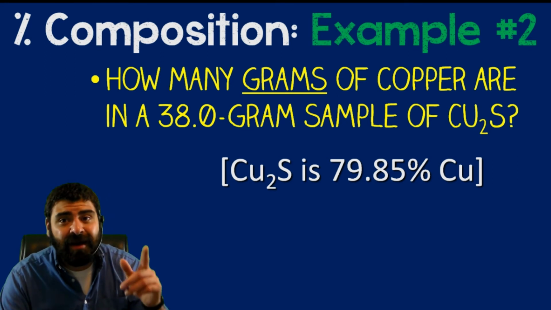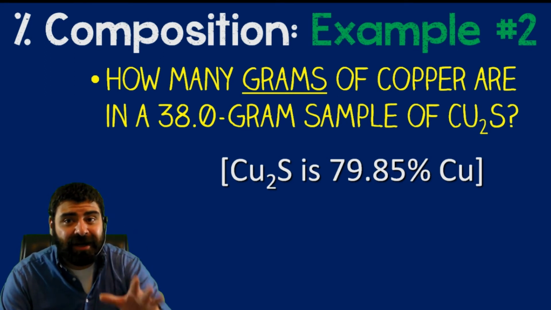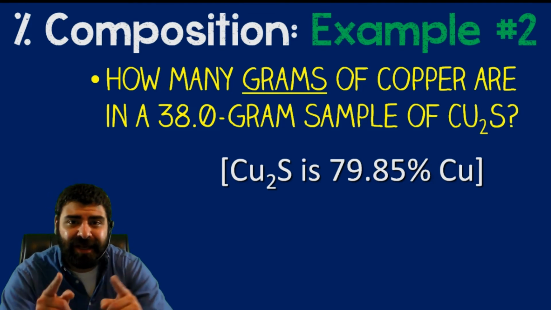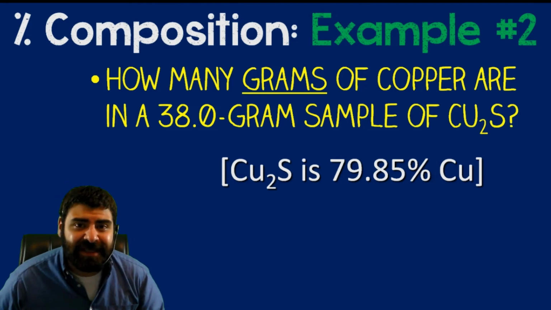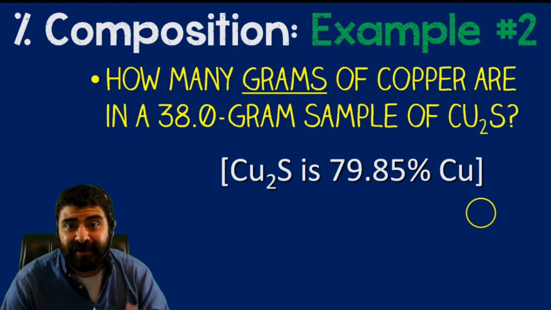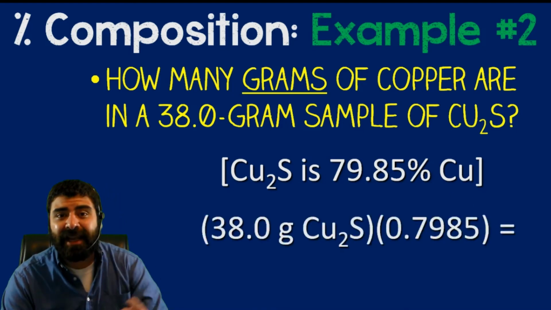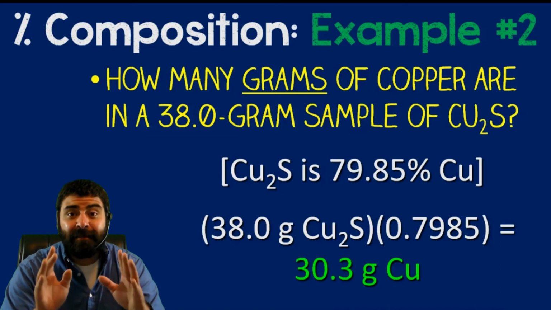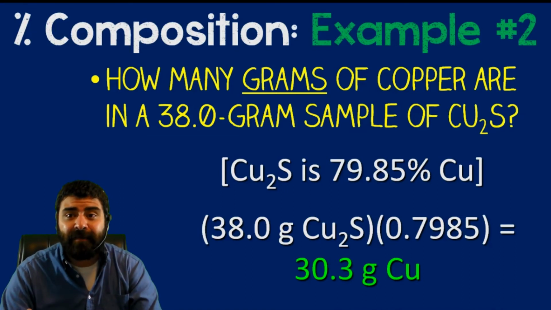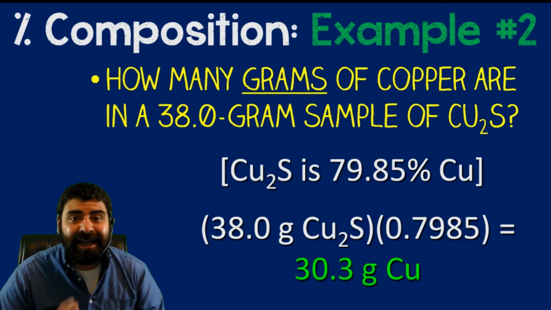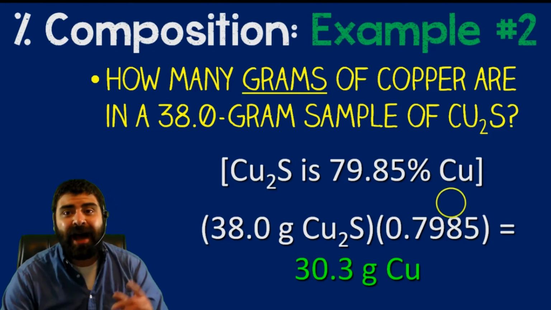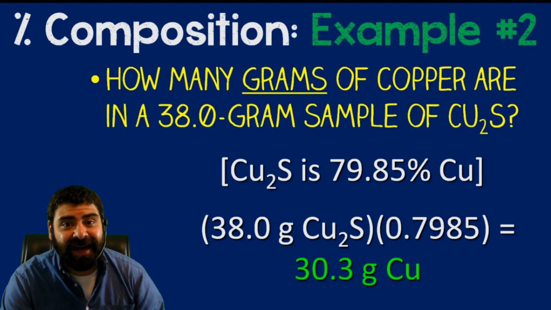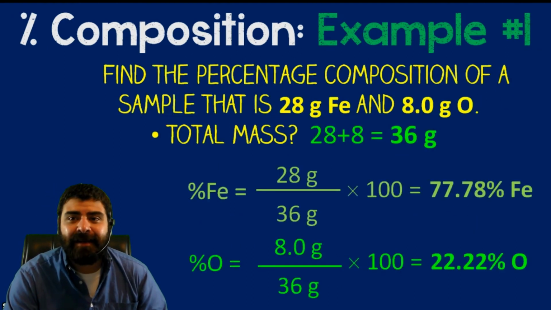Well, if we want to know the portion of copper in 38 grams, then we take copper's percentage and multiply it by 38 grams. Don't forget to move the decimal over 2 places before plugging a percentage into the calculator. You multiply those two numbers out, and you see that the mass contributed by the copper is 30.3 grams. So out of 38 grams of copper 1 sulfide, let's do this slide again.